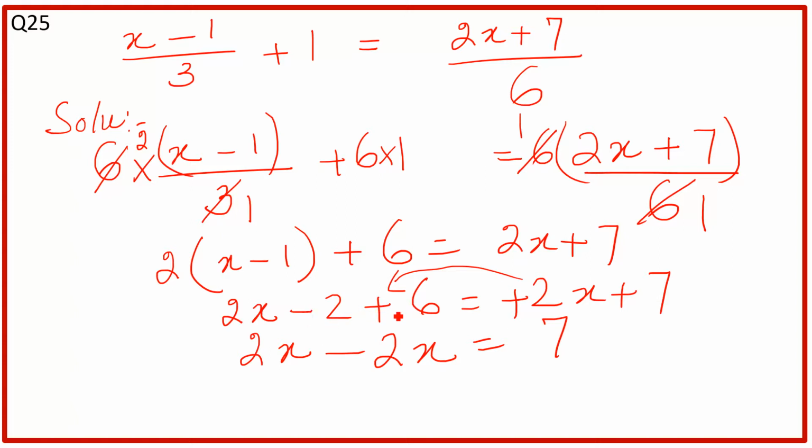And take the transpose of these two. It is negative 2, it will be positive 2. It is positive 6, it will be negative 6. So again, see, this is positive, this is negative, it will cancel each other. This is 9 minus 6, which is equal to 3.